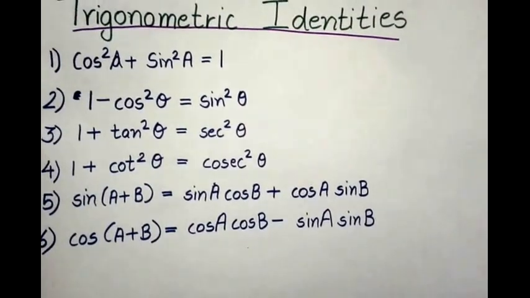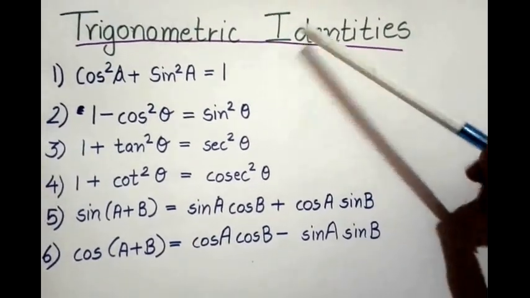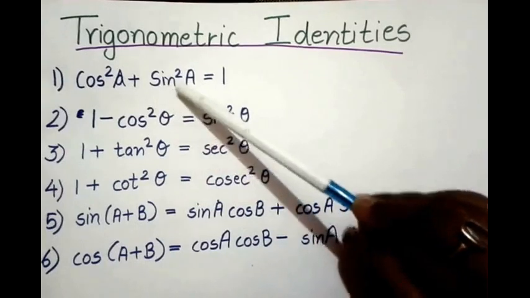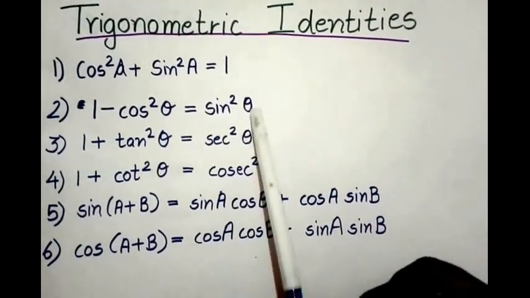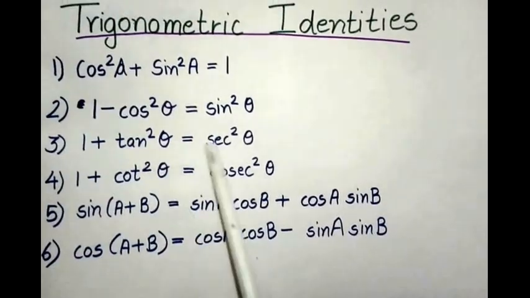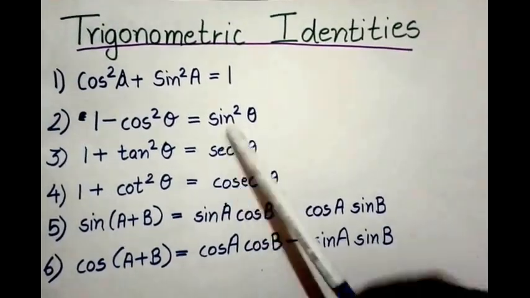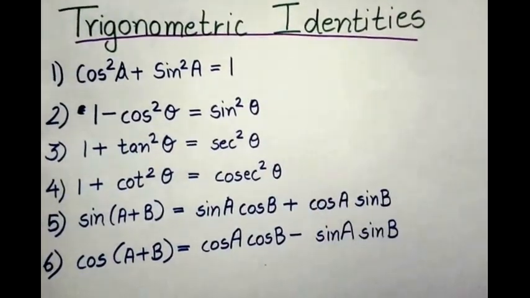So here the simple trigonometric identities are: cos square A plus sin square A is equal to 1. 1 minus cos square theta is equal to sin square theta. 1 plus tan square theta is equal to sec square theta. Now, how to prove it?